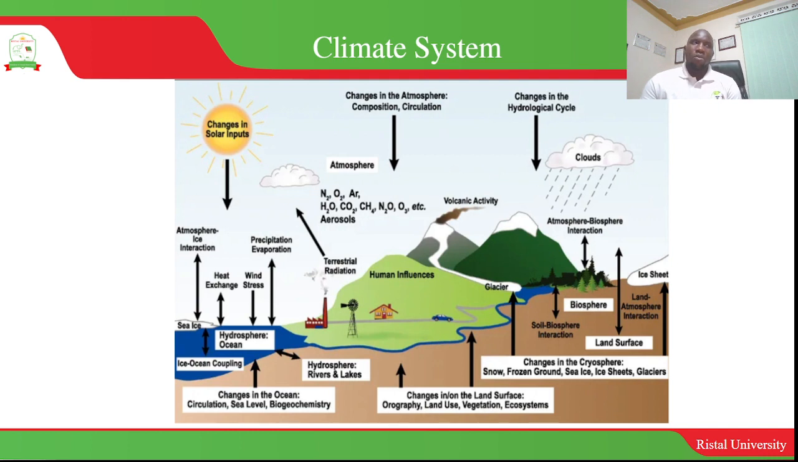So those different elements can be depicted in this illustration here, which shows the climate system. The sun is the major source of energy for the Earth. The radiation from the sun powers life on Earth. Without the sun, plants cannot make food through photosynthesis, and humans also depend on plants for food.